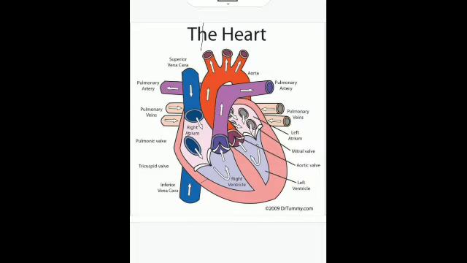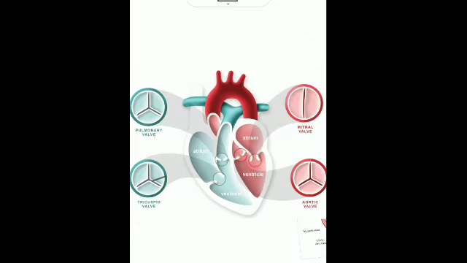Then we have the types of valves. I told you about the 4 valves, that is the tricuspid valve, bicuspid valve, then the pulmonary valve and the aortic valve. Talking about the tricuspid valve, we have the valve which is present between the right atrium and the right ventricle. This valve is known as the tricuspid valve. Is it clear? And it allows blood to flow from the right atrium to the right ventricle.